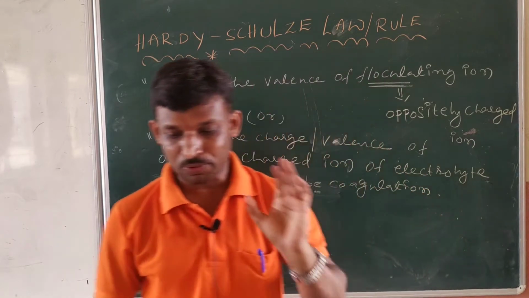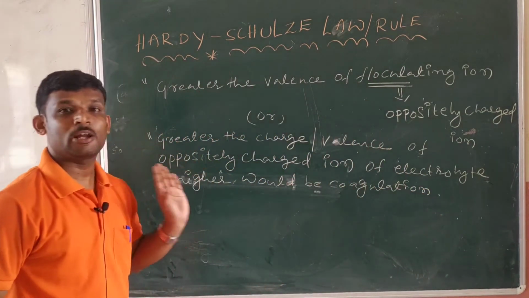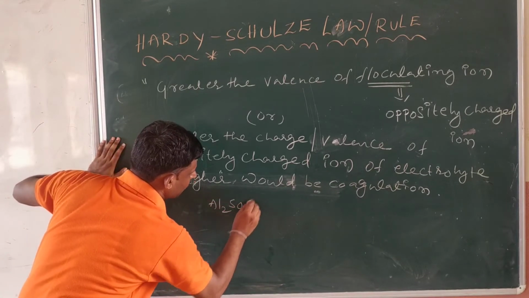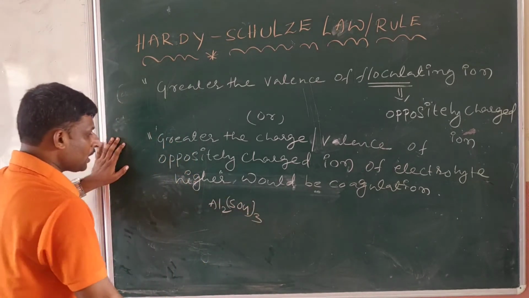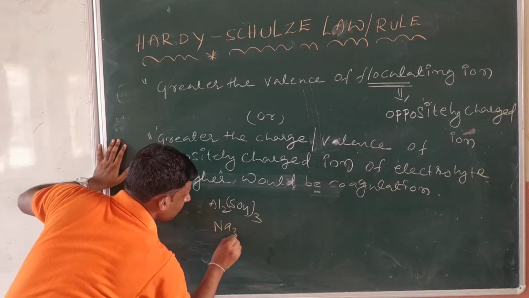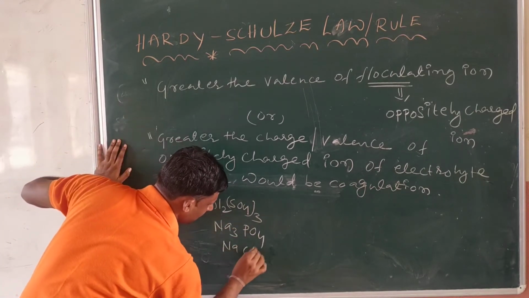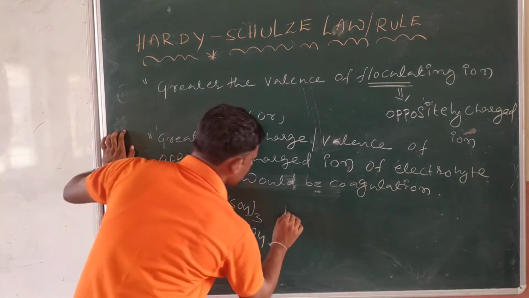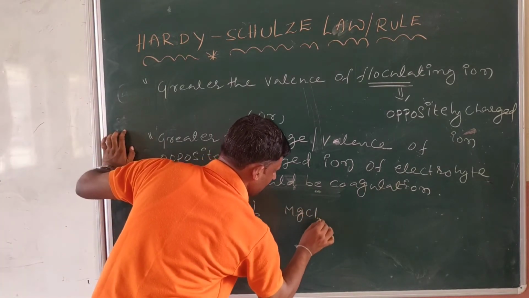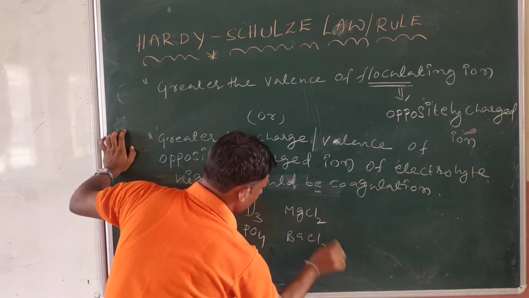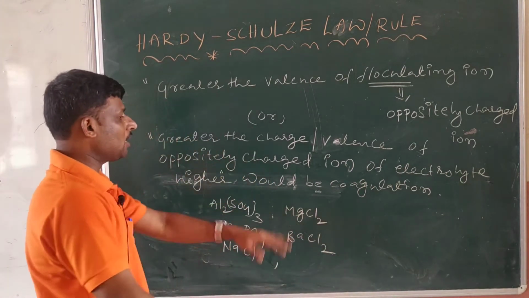I will explain clearly, see, I will take different electrolytes. Suppose I am taking Al2(SO4)3, the same Na3PO4, and NaCl, and MgCl2. Are you getting my point? And as well, I am taking BaCl2. These are all electrolytes.